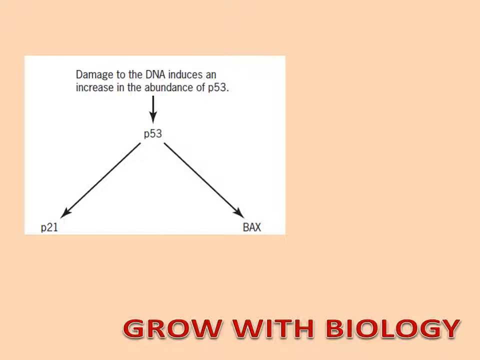Now P53 is a protein which is synthesized at a higher level when DNA is damaged. In normal cases the level is very low, but if DNA is damaged then P53 levels will increase. Now P53 first has to be phosphorylated, and after phosphorylation P53 becomes stable. Now this stable P53 has two fates. In one function it will activate cell cycle arrest, and in the second way it will direct the cell to go to apoptosis.